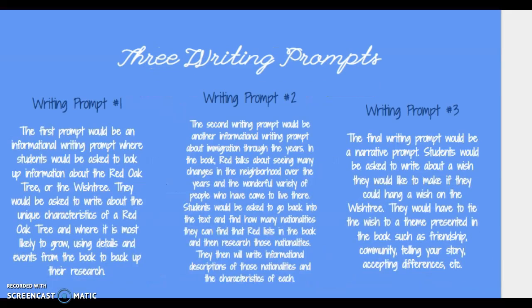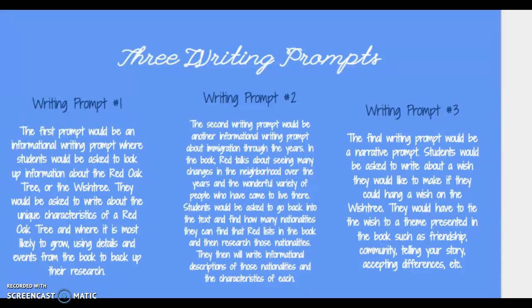The first writing prompt would be an informational writing prompt, where students would be asked to look up information about the red oak tree, or the wish tree. They would be asked to write about unique characteristics of a red oak tree and where it is most likely to grow, using details and events from the book to back up their research.